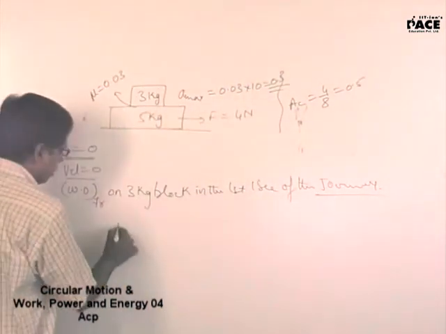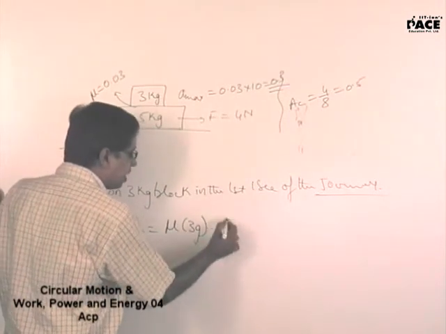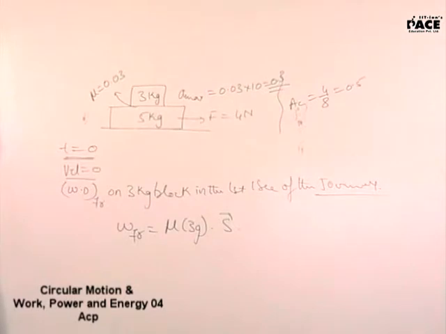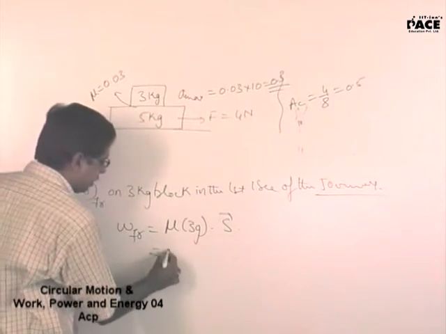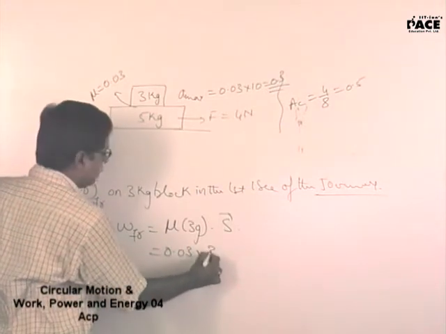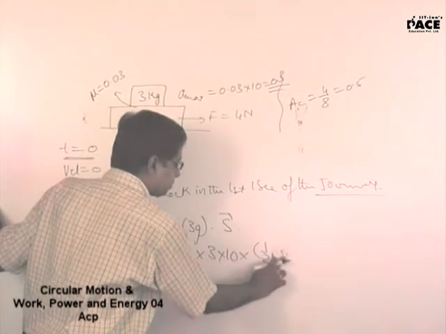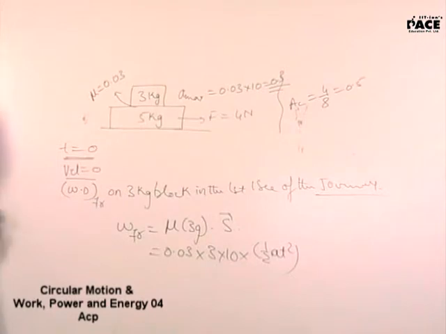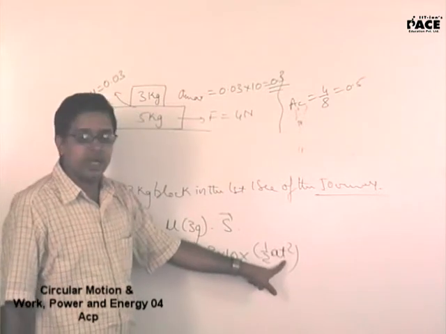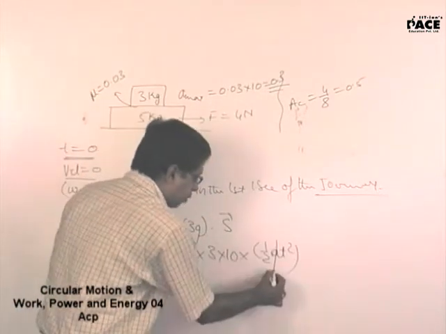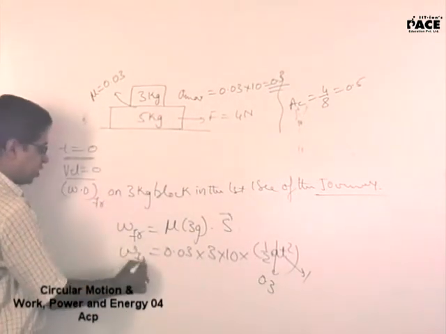So work done by friction will be mu into 3g dot displacement. Now displacement is also in the forward direction. Mu into mg is also in the forward direction. This is 0.03 into 3 into 10 into displacement, which is half a t square. What is the acceleration it will have? The 3 kg block has an acceleration of 0.3. t is 1. Substitute a is 0.3, t is 1. This will be the work done by friction.